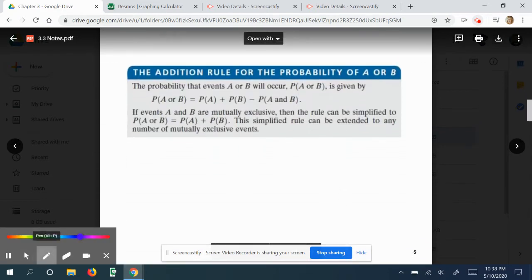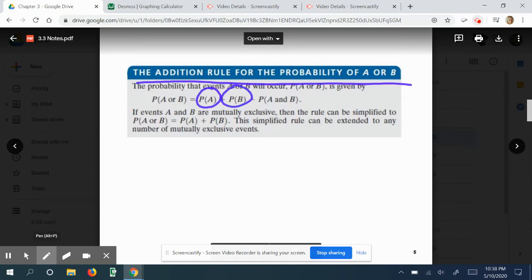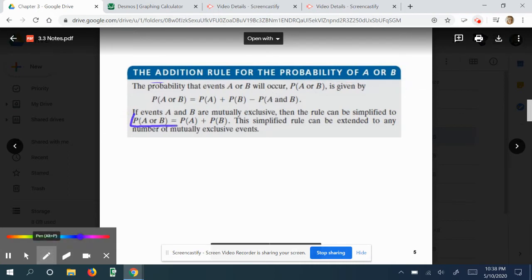Now, here's where the addition rule comes in. It goes like this: the probability of event A or B occurring is the probability of A plus the probability of B minus the probability of them both happening. That has to take into account events that are not mutually exclusive. For mutually exclusive events, we just add the probabilities of A and B because there is no overlap of A and B at the same time.